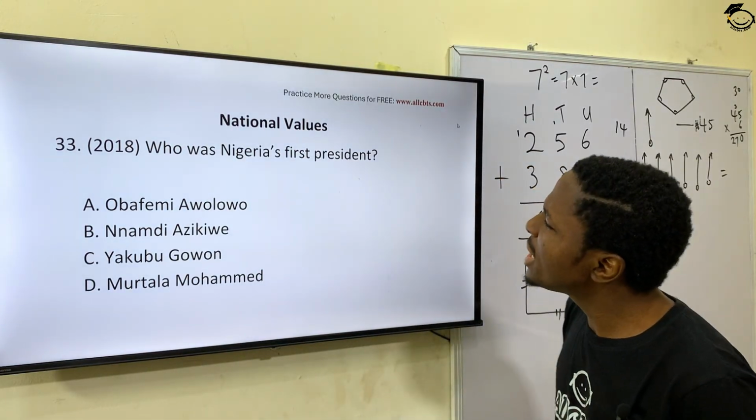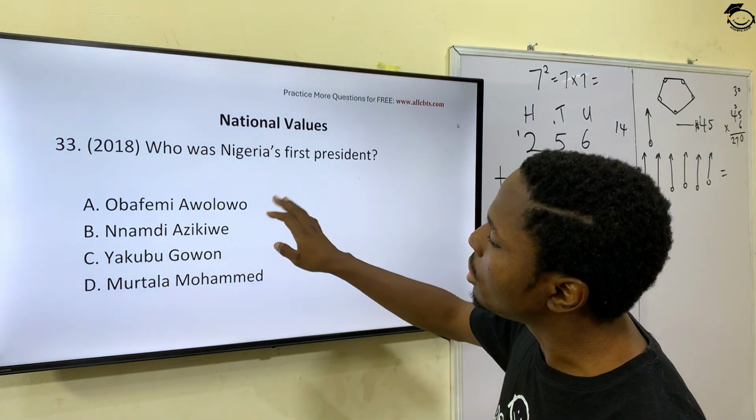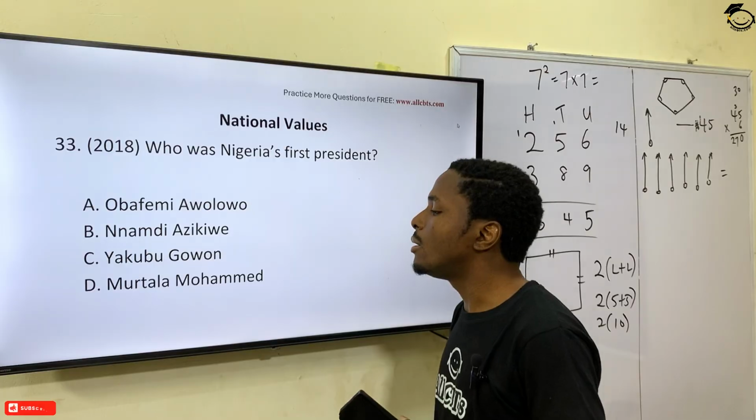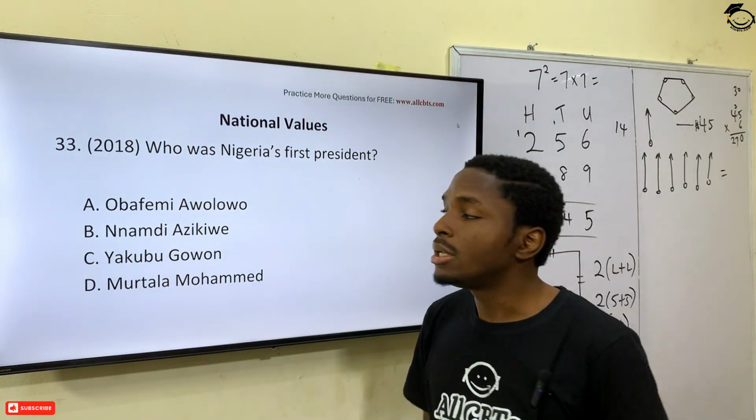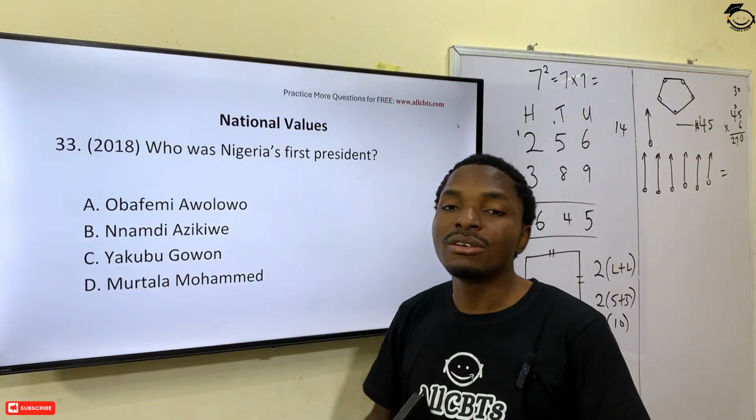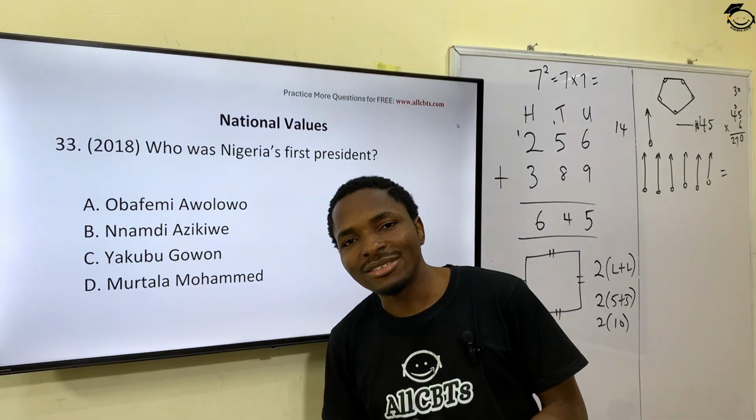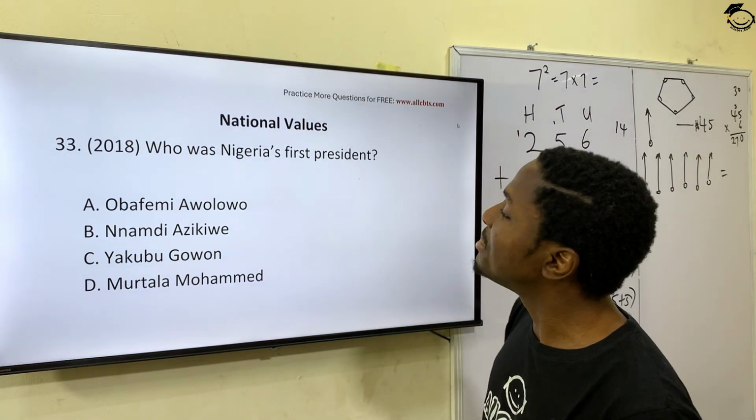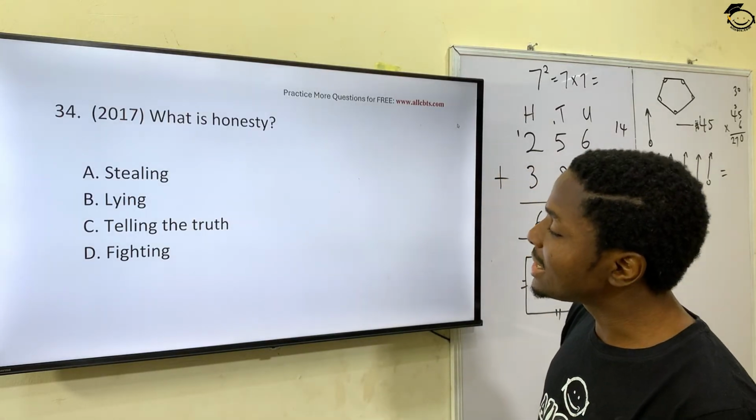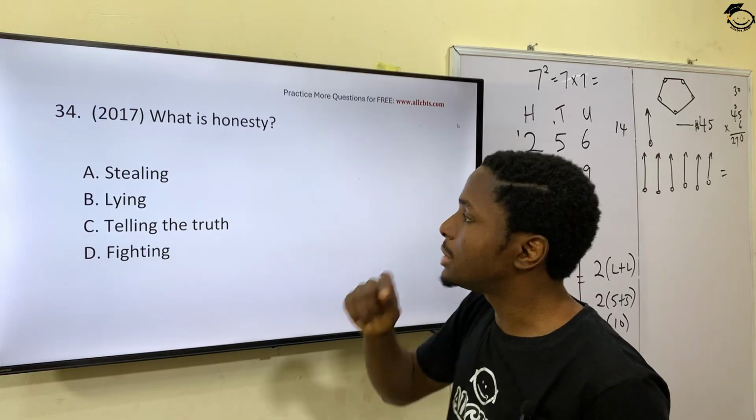Who was Nigeria's first president? You have Obafemi Awolowo, Nnamdi Azikiwe, Yakubu Gowon, and Murtala Muhammad. The correct option is Azikiwe. In fact, he was nicknamed in Africa Zik of Africa. Yeah, he was the first ceremonial Nigerian president. 34. What is honesty? It's simply the act of telling the truth or the act of integrity.